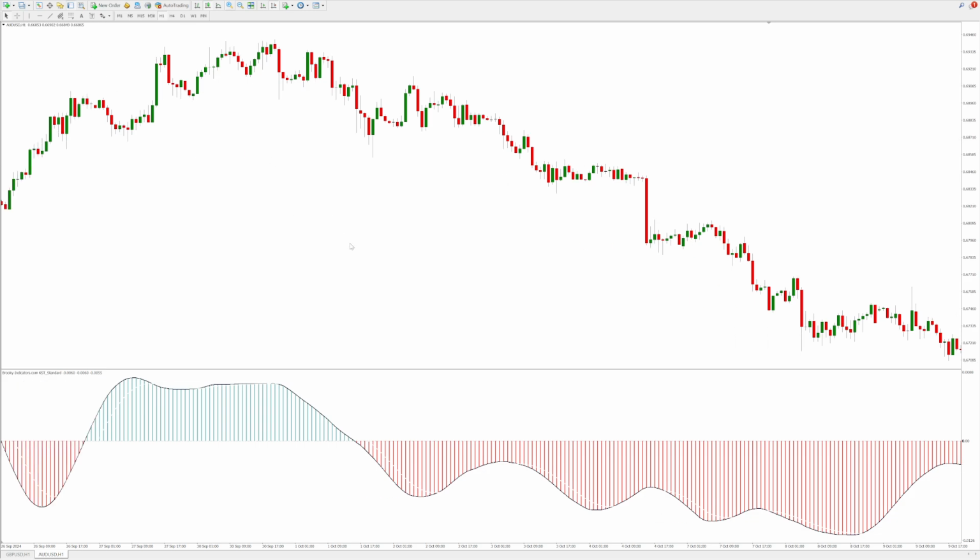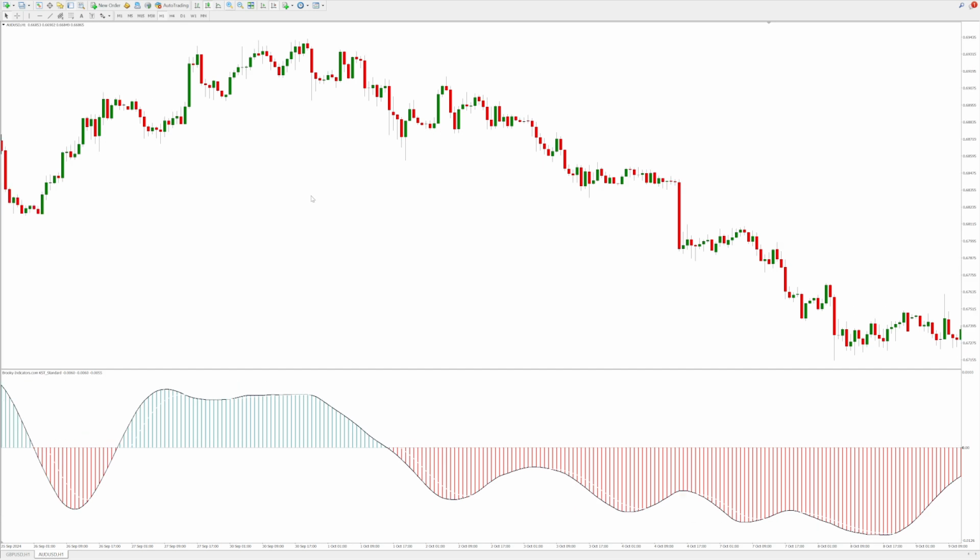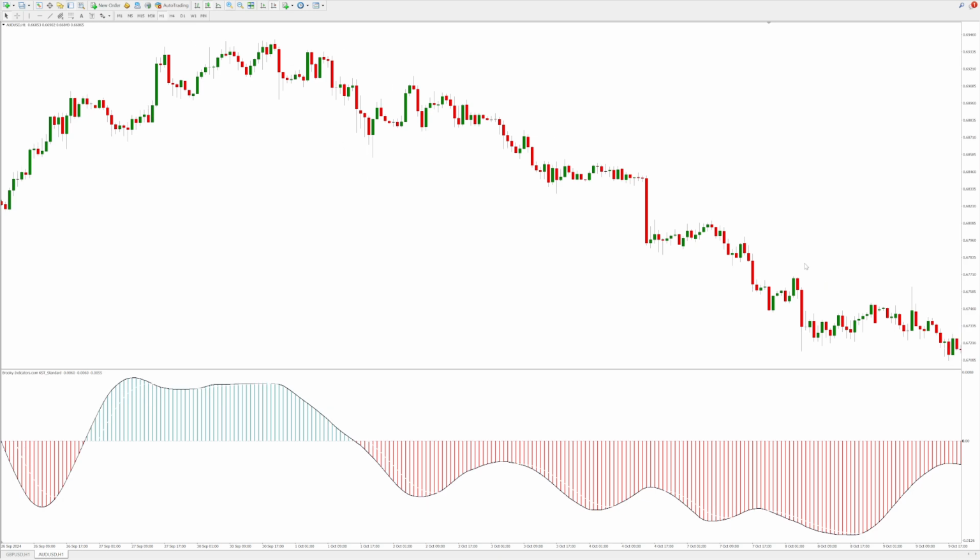So how can you use the indicator to capture these big trends? Well, the first thing you need to do is decide if we're going to go short into a downtrend or long into an uptrend, right? So we've got to identify the trend first.